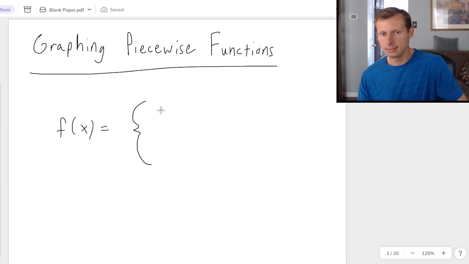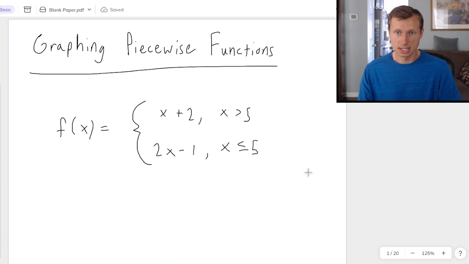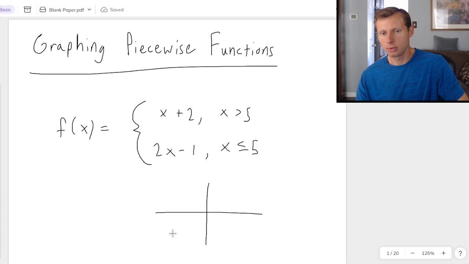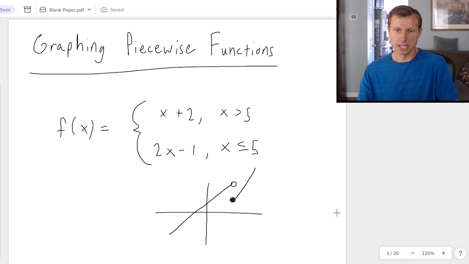the curly bracket. They usually have one function on top for one set of values and another function on the bottom for another set of values. It looks something like this. And when you graph it, you get some kind of cool shape that looks like this. This is just an estimate for this example. It's not exactly going to look like this, but it looks something close to this. You may even notice the open and the closed circle. I'll be talking about that too.